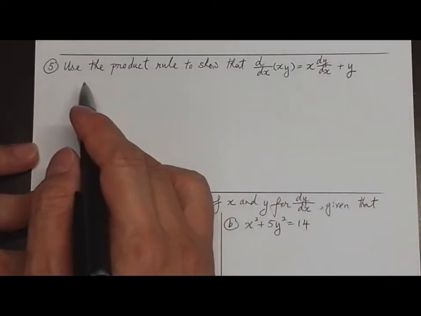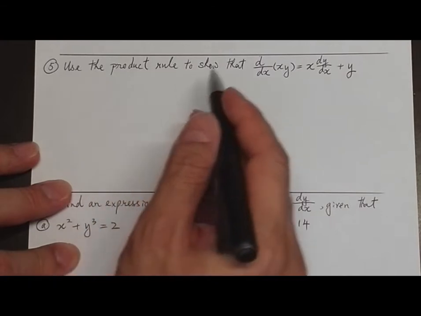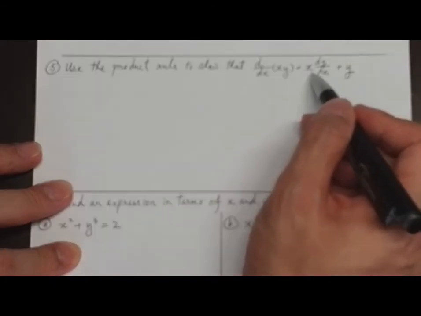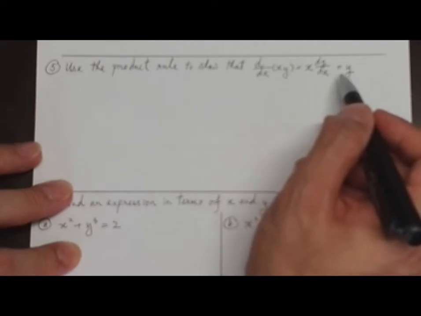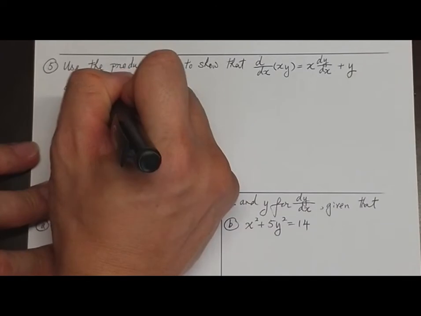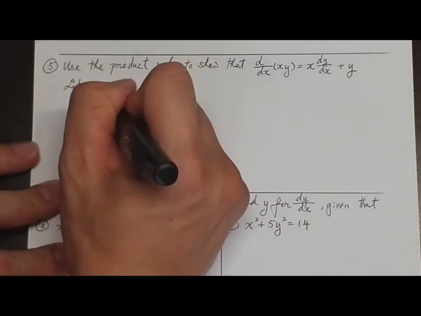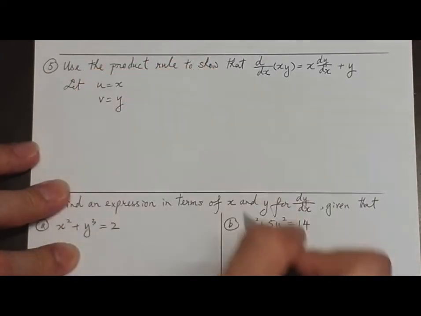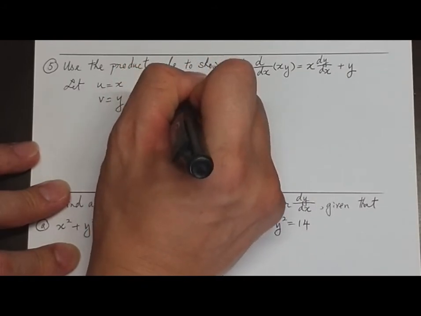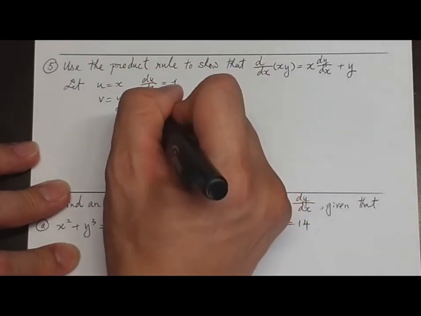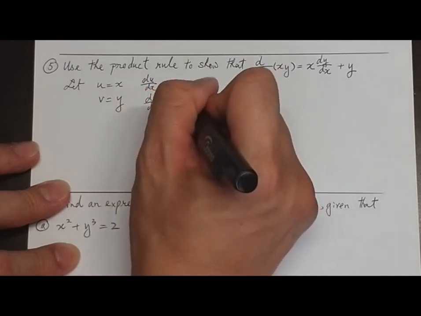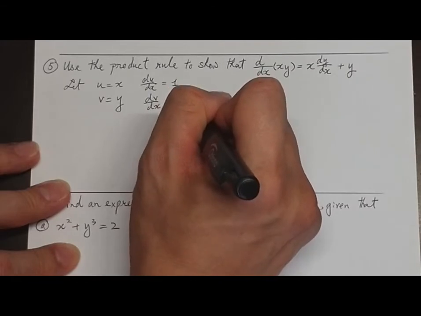Question number 5. Use the product rule to show that d(xy) by dx equal to x dy by dx plus y. And we let u equal to x and v equal to y. du by dx is equal to 1 and dv by dx is equal to dy by dx.